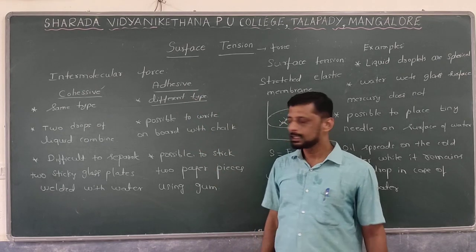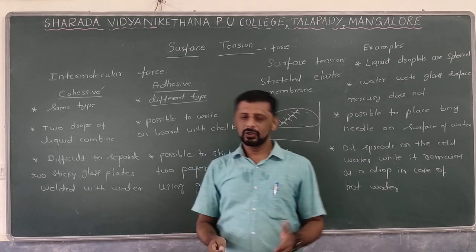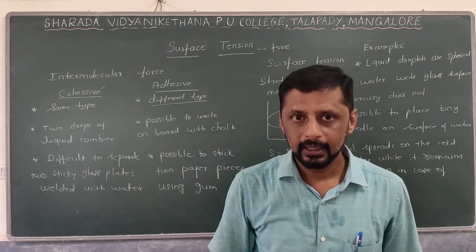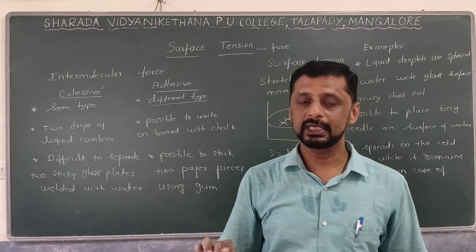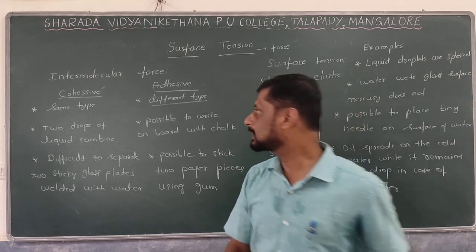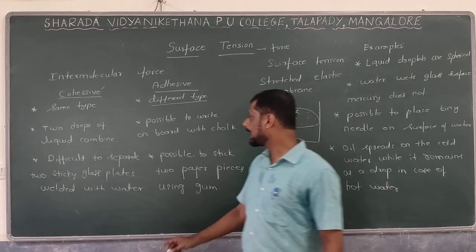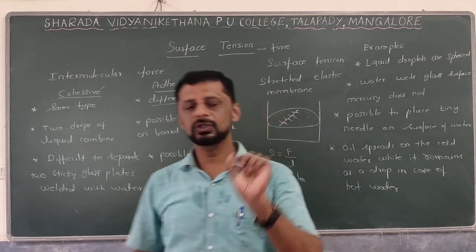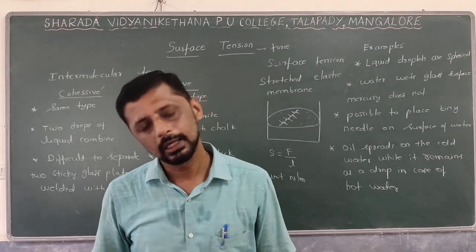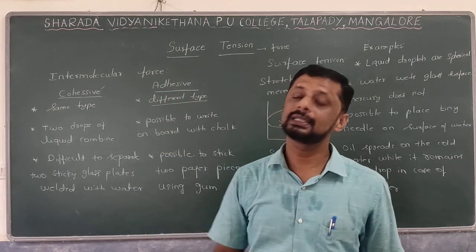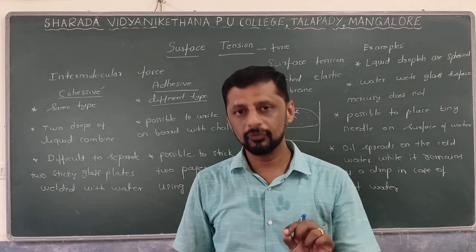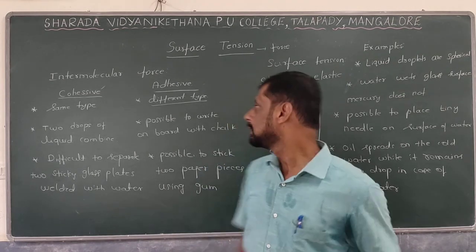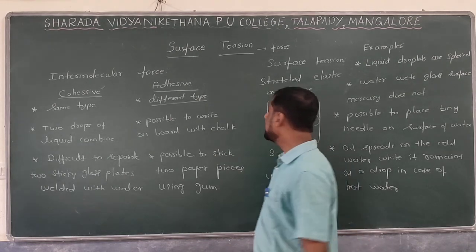Adhesive forces. Similarly, you normally will observe it is difficult to separate two glass plates if water is present in between those two glass plates. That is because of what? Cohesive forces. And the next one is, it is possible to stick two paper pieces. It is possible to join two paper pieces by using what? Gum. That is possible because of what? Adhesive force. So in this case, adhesive force is present between the paper piece as well as what? Gum. So this is about the cohesive and the adhesive force.